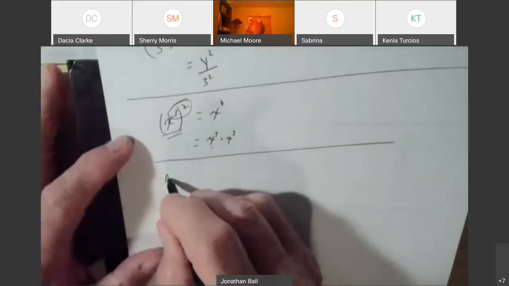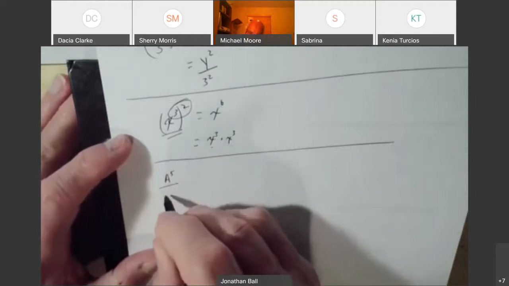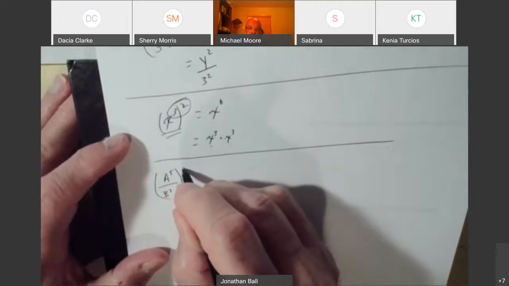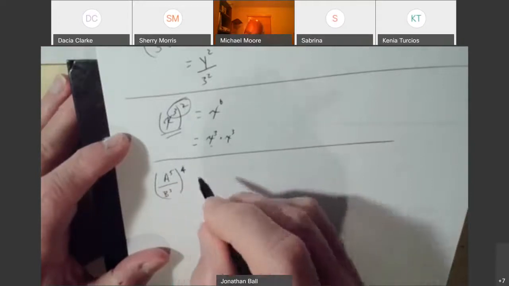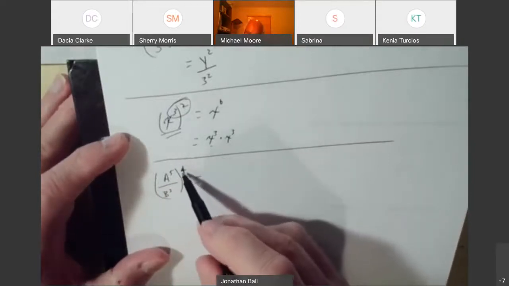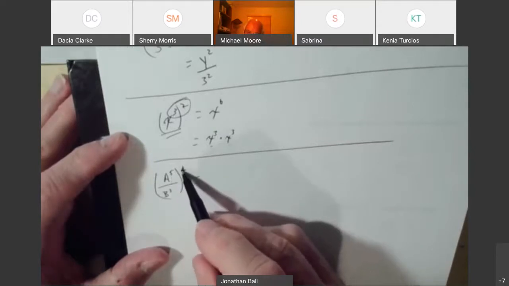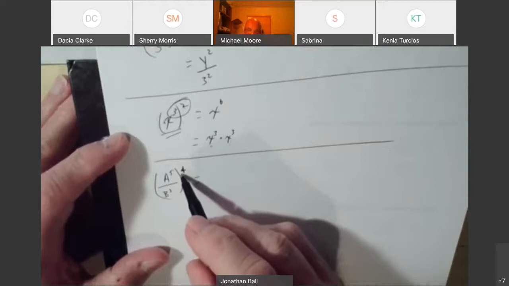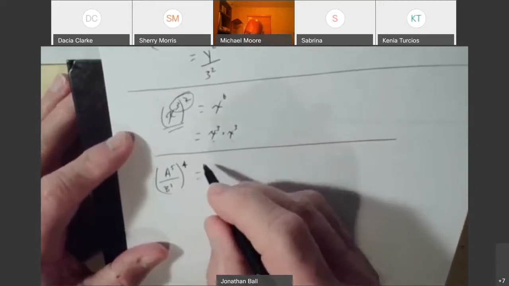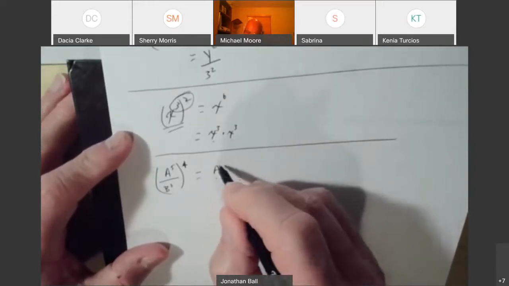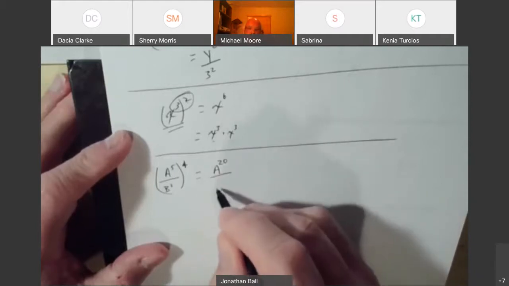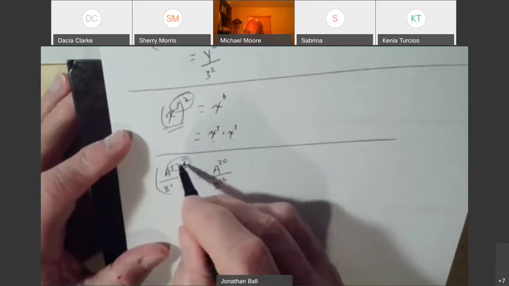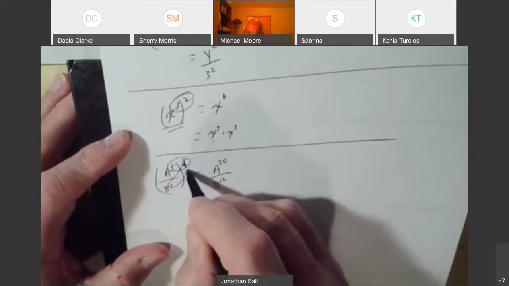So if you have a to the fifth over b cubed, all raised to the fourth power. We multiply the exponents here. When you have a power raised to a power, you multiply the exponents. So that's going to be a to the 20th over b to the 12th. We multiply those and that one.